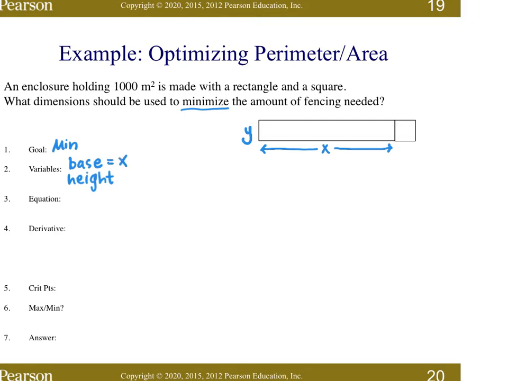My base is x, my height is y. Now for the square, all the sides are y. So it's got all 4 sides. And then the rectangle also has x on the top here.